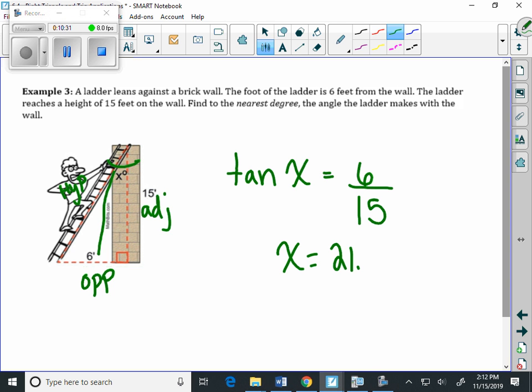And then it says find to the nearest degree. Well, since it's 0.8, and 8 is 5 or higher, we're going to say 22 degrees for our answer on this particular one. It's super helpful to have the pictures to figure out our values here.